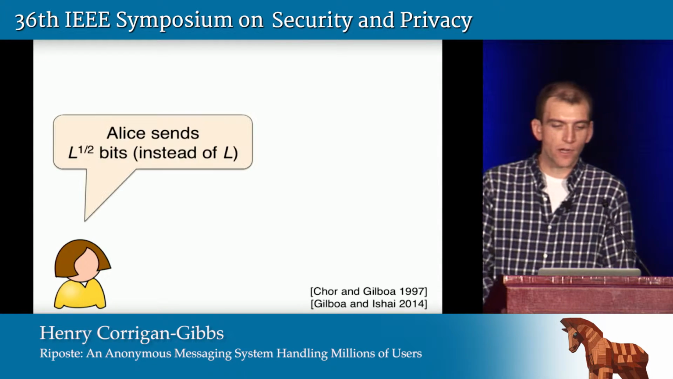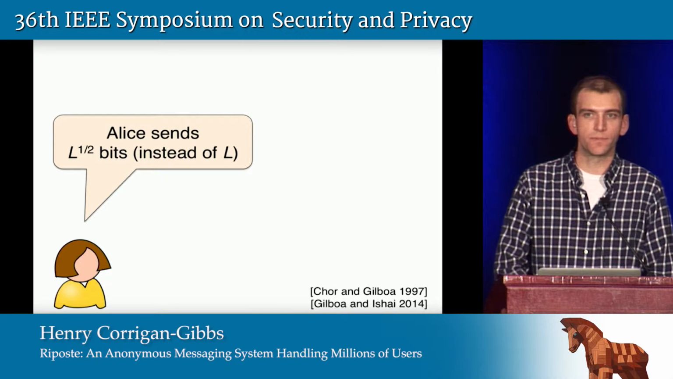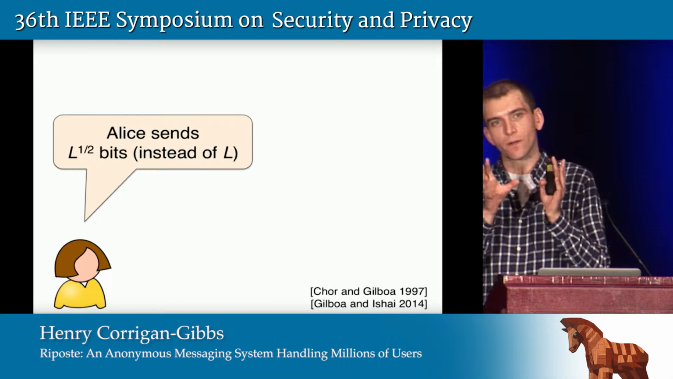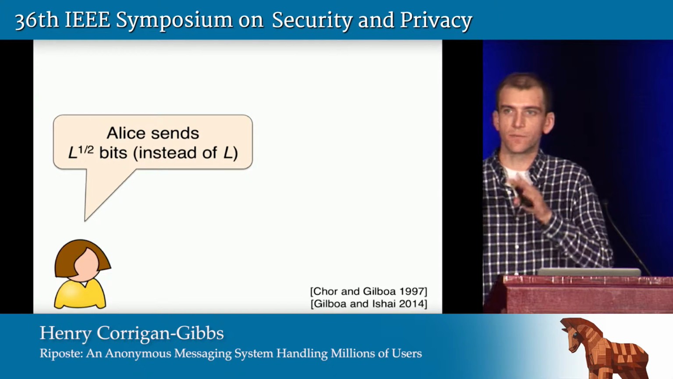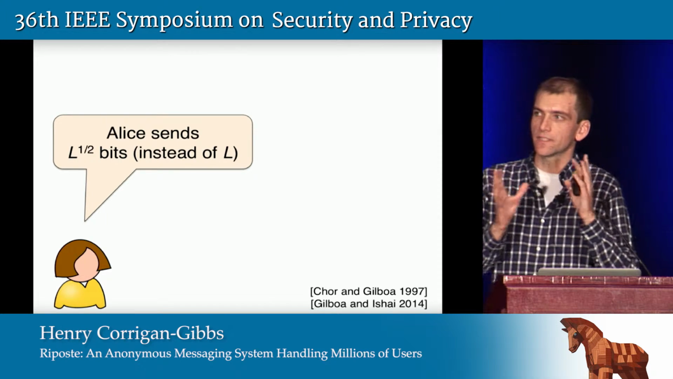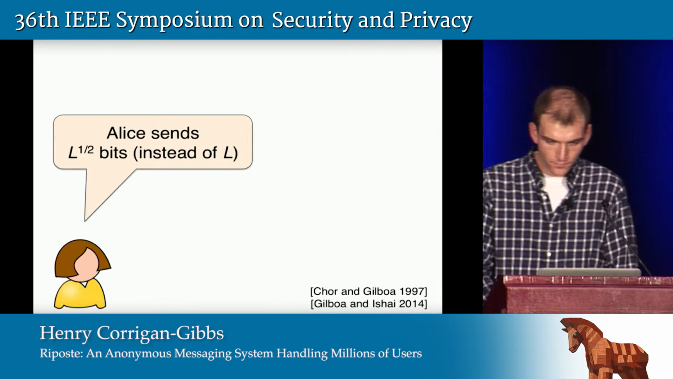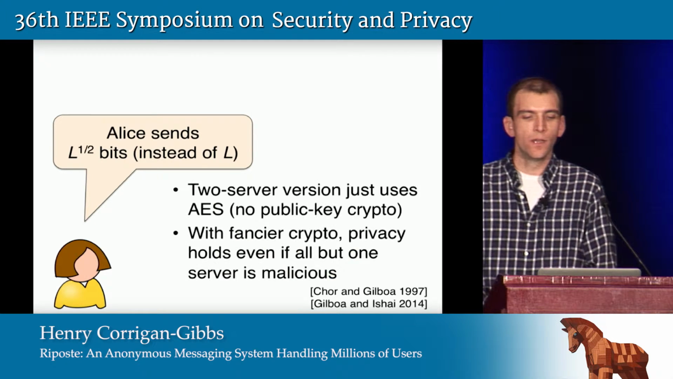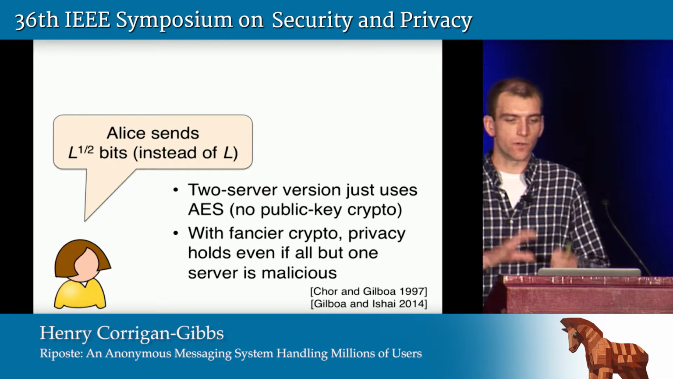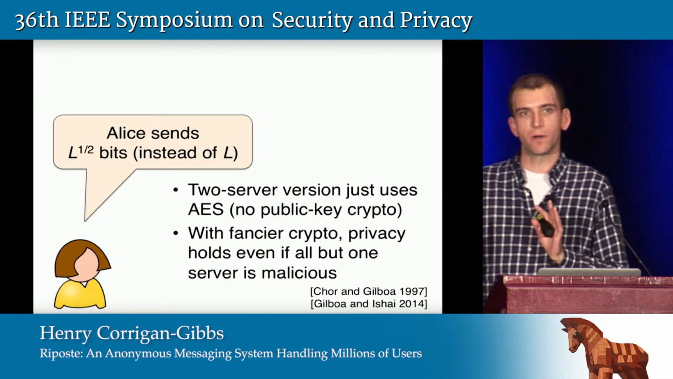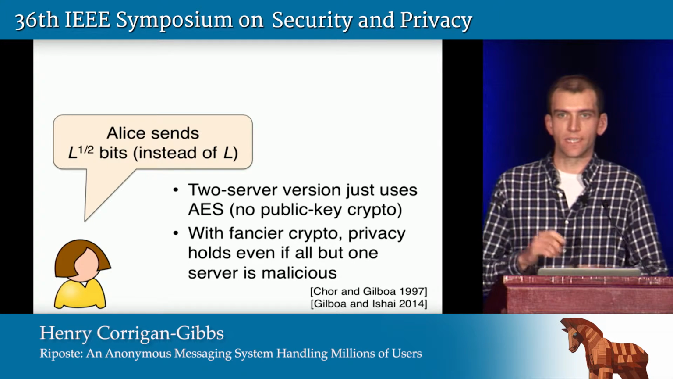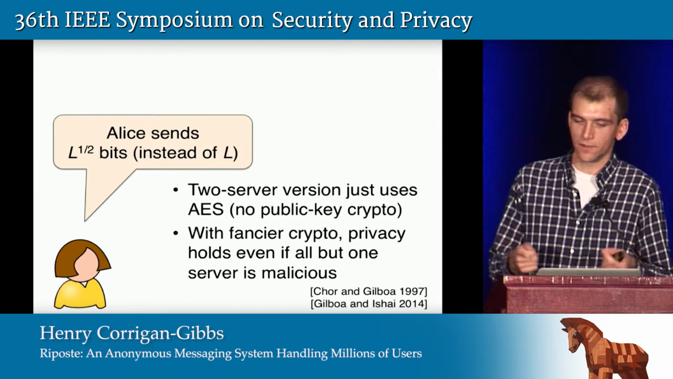So prior work has shown that you can construct DPFs where the key size is like the square root of the length of the database. So if the database is gigabytes long, your DPF keys are going to be something like kilobytes. Even better than that, though, the 2-server version of this protocol just needs to use AES.